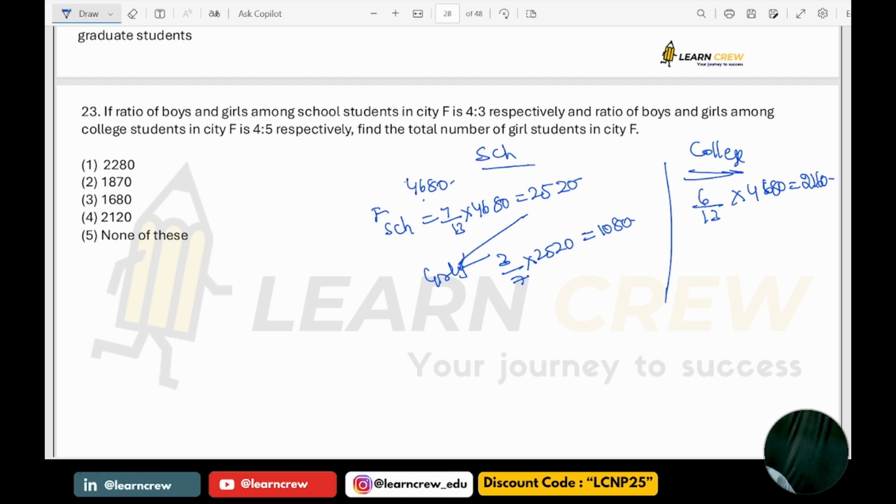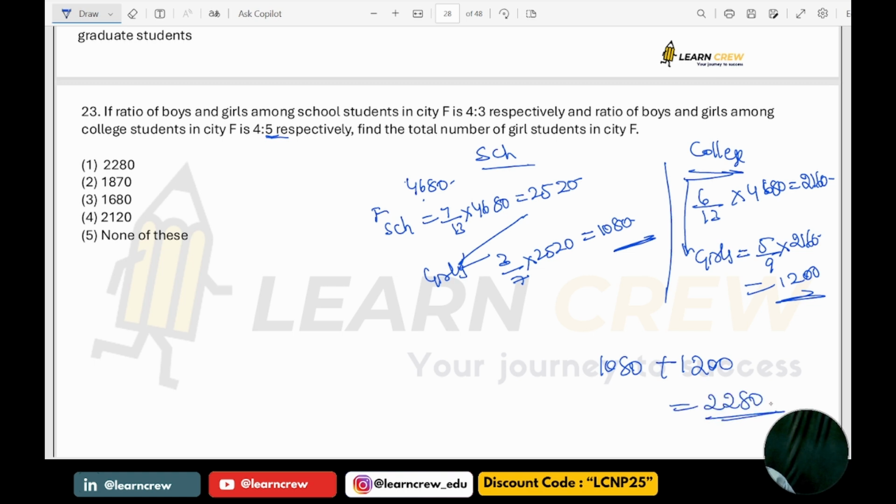Number of girl students among the college students, college girls, is how much? 5 by 9th of 2160, which is 1200. This is 1200, this is 1080. Find the total number of girls. So 1080 plus 1200, which is equal to 2280. The answer is option 1.